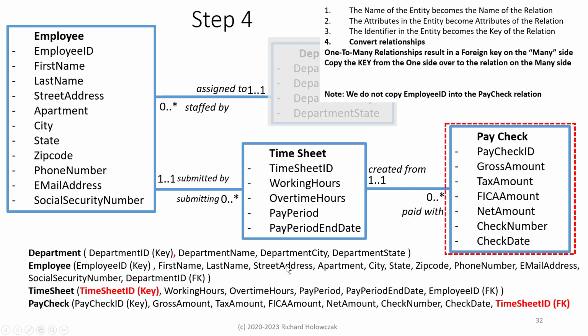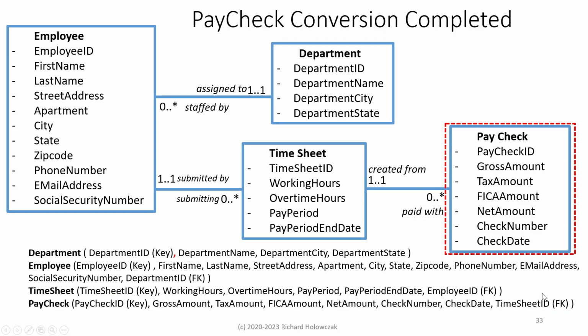And once again, we have to deal with foreign keys. This time, timesheet is on the one side and paycheck is on the many side. So we're going to copy the timesheet ID from timesheet over to paycheck, where it becomes a foreign key. And that's it. Paycheck has now been completed.